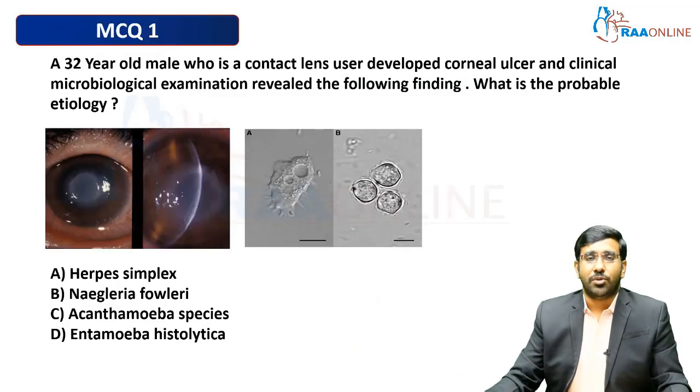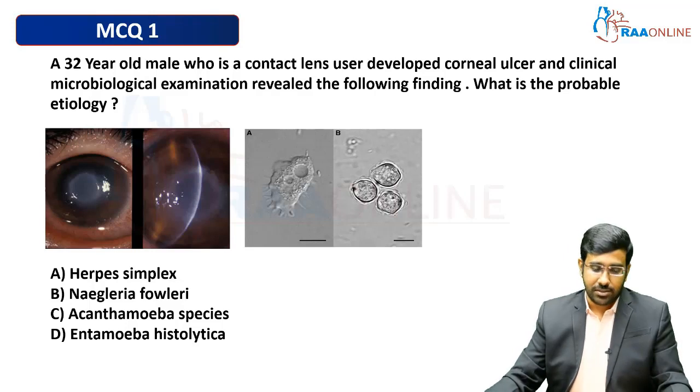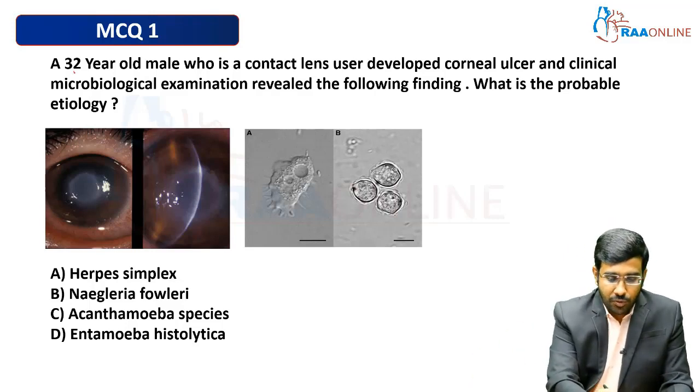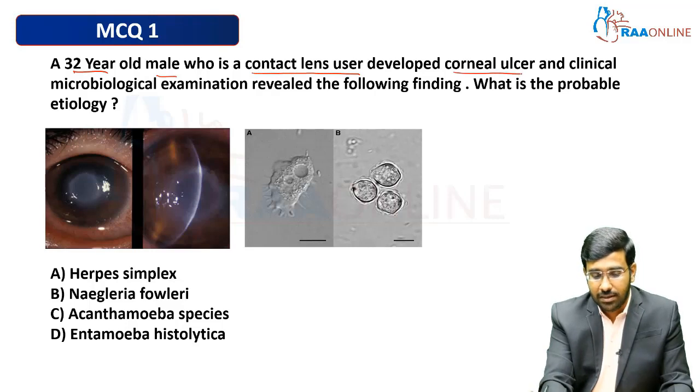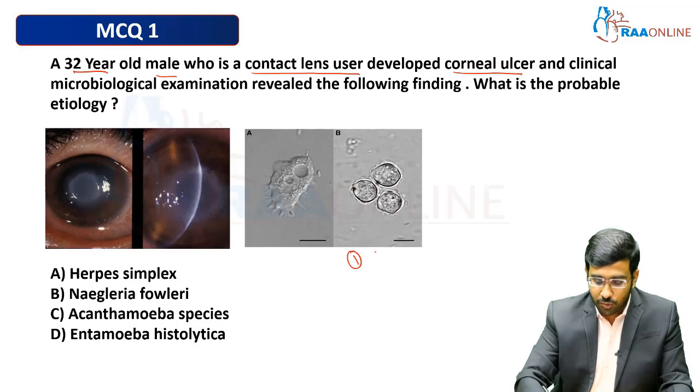Multiple choice question number 1. Here we have been provided with a case. There is a 32-year-old male who is a contact lens user, and he developed a corneal ulcer, and clinical microbiological examination revealed the following finding. What is the probable etiology? So this is the picture which is the clinical microbiological picture and probable etiology.